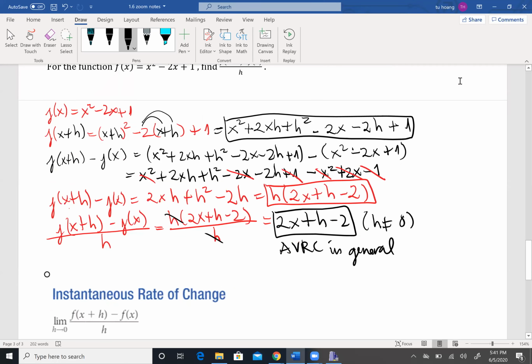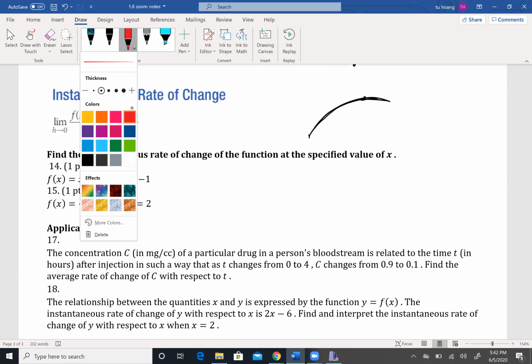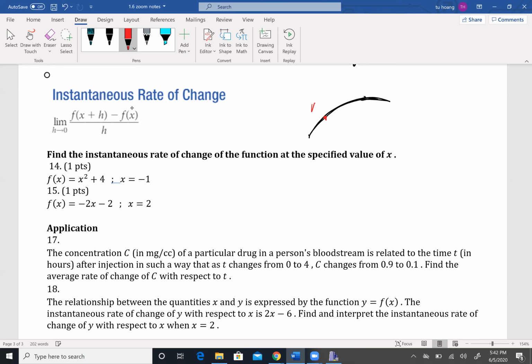Now let's move to the next topic. Now I'm going to talk about instantaneous rate of change. Instantaneous rate of change is the case when the amount of change is trying to approach 0. So in this case, what happens? Here's a curve, right? And let's say point A is here and point B is here, right?